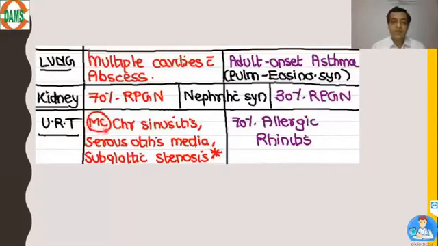The most common manifestation of Wegener's is chronic sinusitis. They can also develop serous otitis media and subglottic stenosis. Seventy percent come with allergic rhinitis.